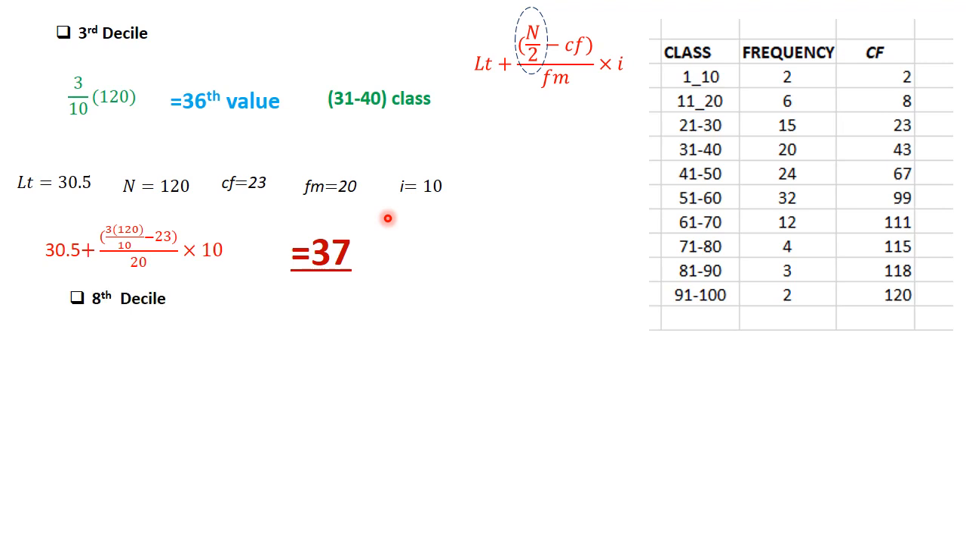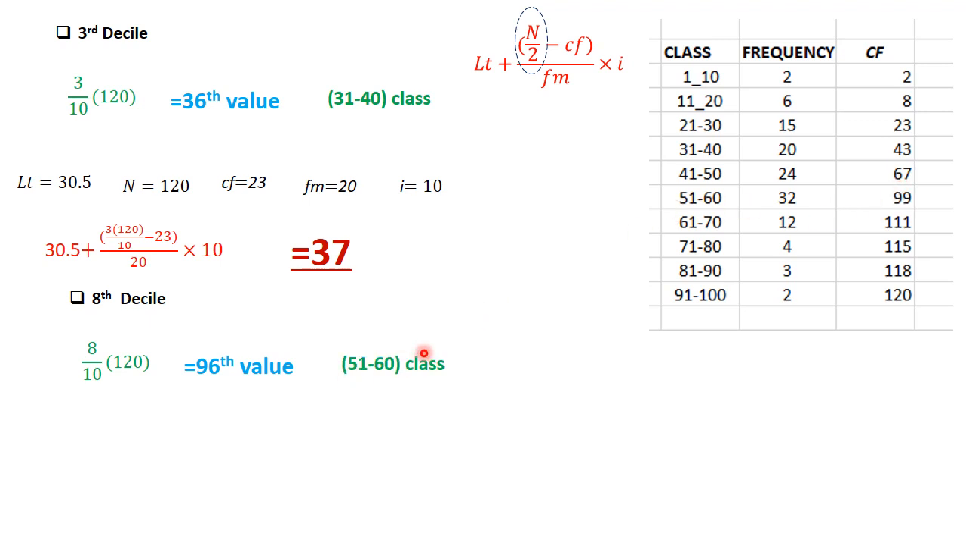Having said that, we go to the 8th decile. The 8th decile is done very similarly. It is 8 over 10 times 120, which gives us the 96th value. That's what we want. Where is it in the cumulative frequency? It's just before 99, but way after 67. So that class must be 51 to 60.